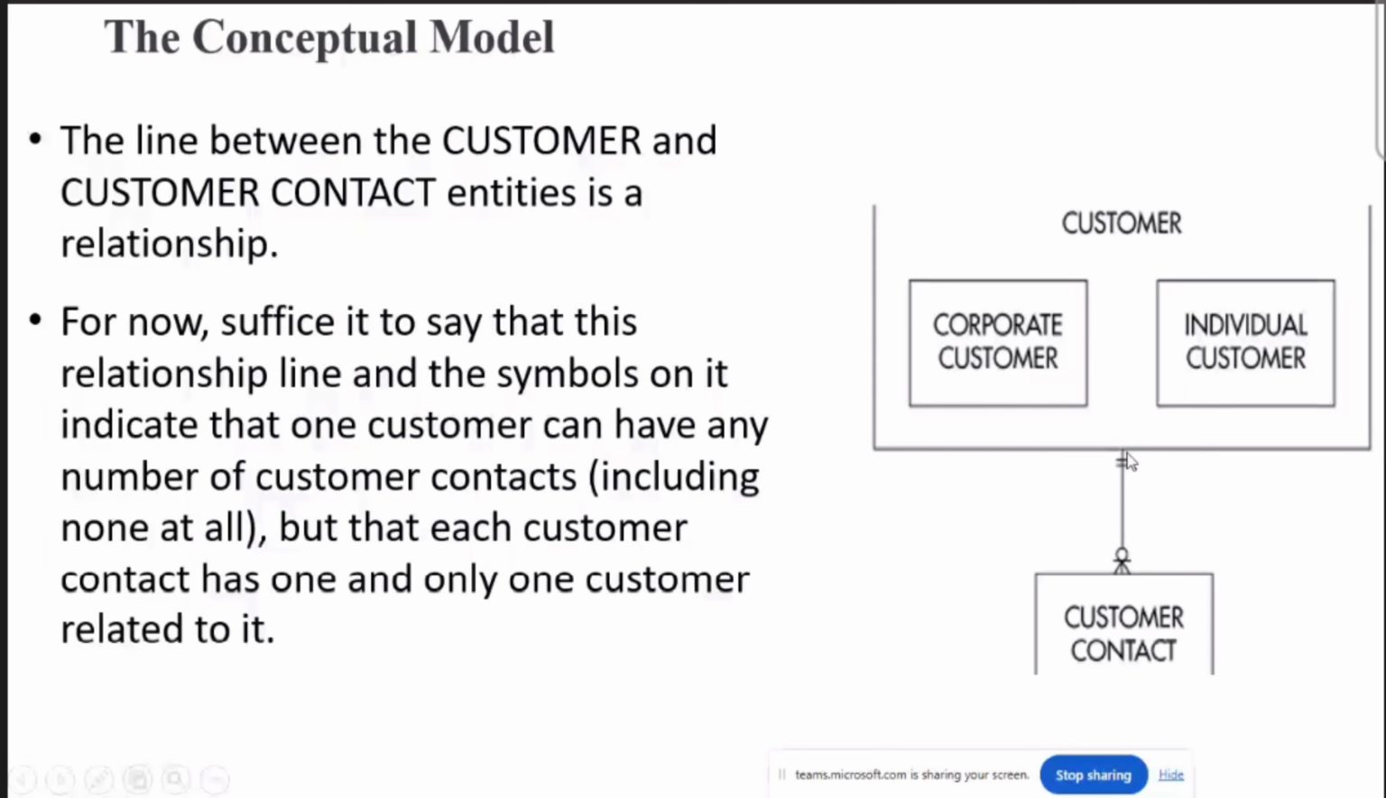But the round thing we see before the many comes is the optionality and the cardinality. And this here can be what? It says optionality is 0. Optionality is 0. So here we can have 0 or more. This simply means 0 or more. 0 in the sense that we can have a customer who doesn't have a contact.